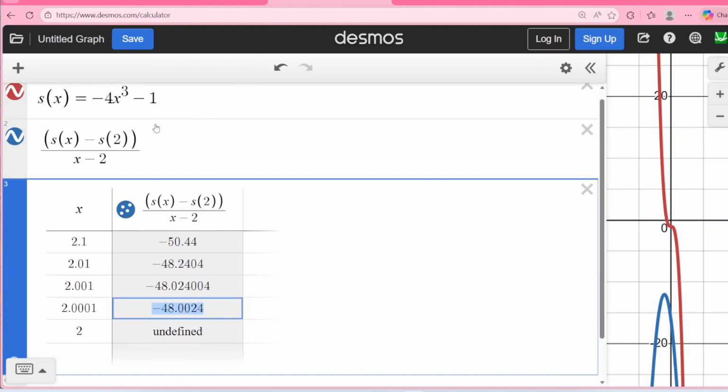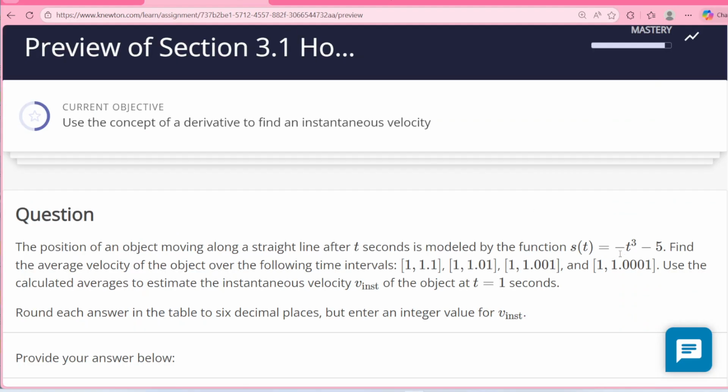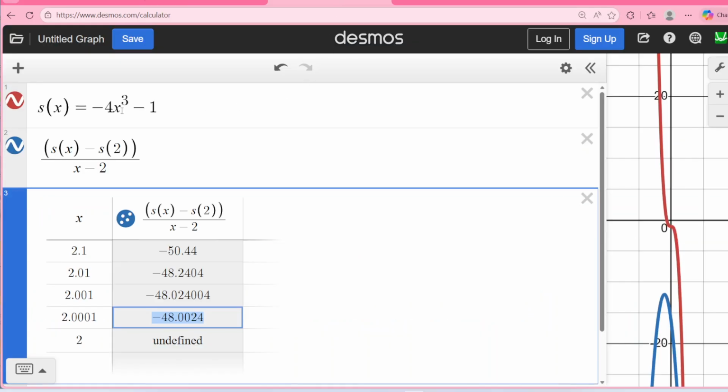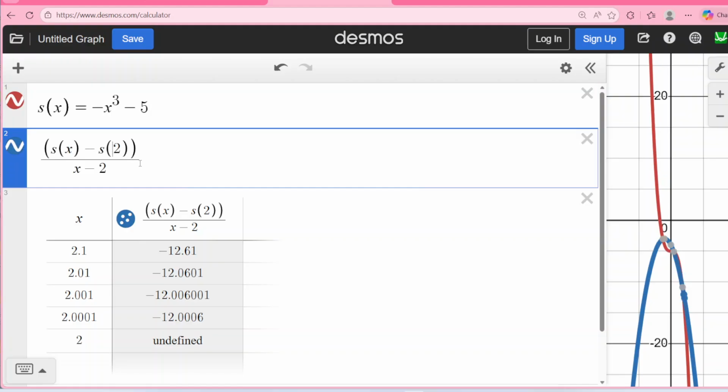So all that's going to change here is the function. It's going to be negative x cubed minus 5, where again x is representing t. So just negative x cubed minus 5. And then, to calculate my average velocities from 1 second to other times, I have f of x minus f of 1, divided by x minus 1, right? That would be your change in position over change in time.